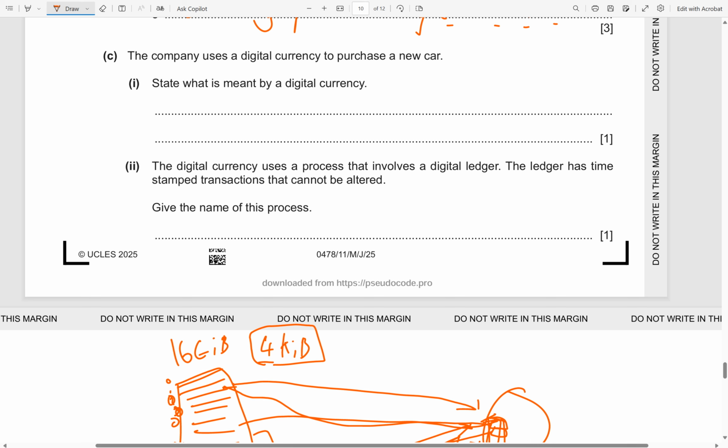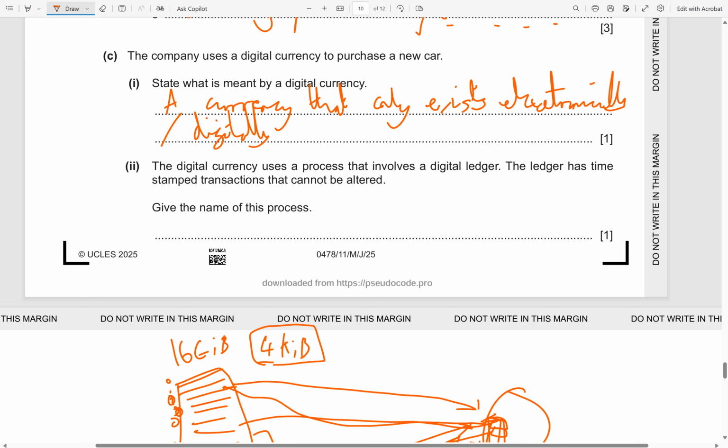The company uses a digital currency to purchase a new car. State what is meant by digital currency. I think this is just a definition you have to remember. Basically, it's a currency that only exists electronically, so you don't have physical paper money, for example. So let's say a currency that only exists electronically / digitally. I think that should be enough.